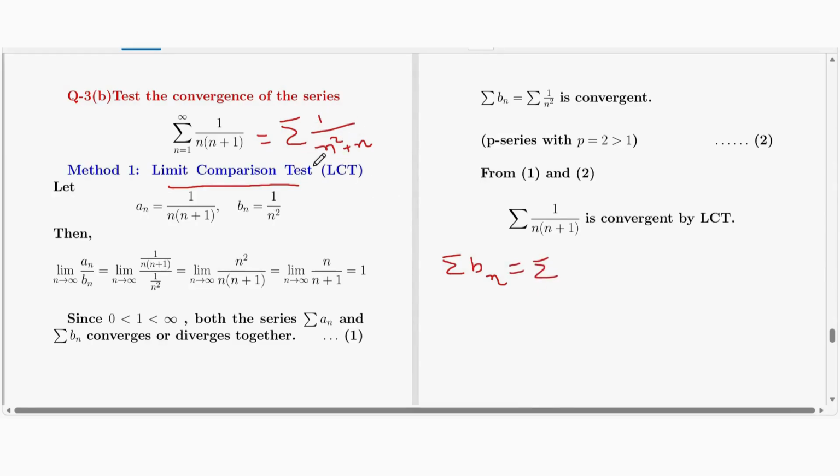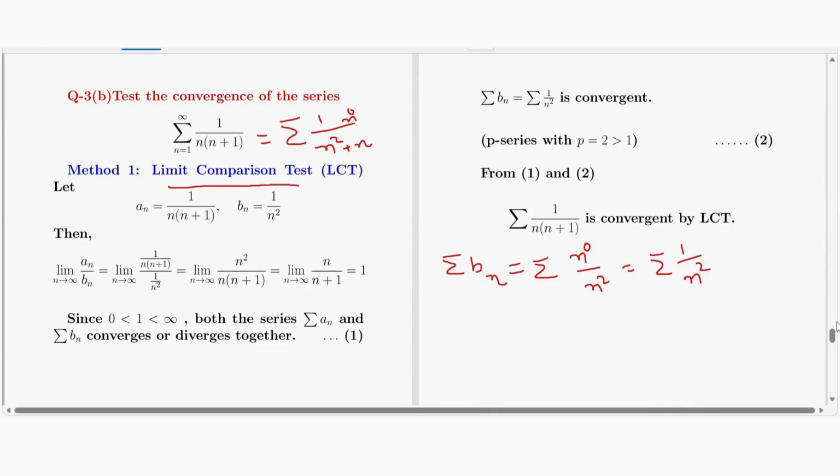now observe the an series. In numerator, what is the maximum power of n? So here n raised to 0 power. Okay. So that's why in numerator write n raised to 0. In denominator the maximum power is what? N square. Okay. So that's why in denominator write n square. So what is my bn series? N raised to 0 is 1 upon n square. Okay. So bn is 1 upon n square series.